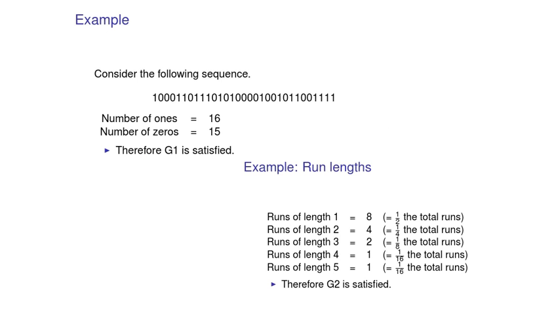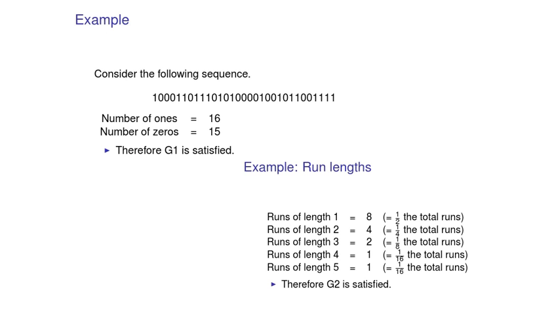Runs means the same bits before changing the bit. So that means some number of zeros before changing to 1, some number of 1s before changing to 0. They are the runs. So there are 17 runs. From that, length 1 runs are approximately half. That means 8. Length 2 runs should be approximately 1/4. There are 4. Length 3 runs 1/8. So likewise. So that should approximately satisfy the G2 postulate.